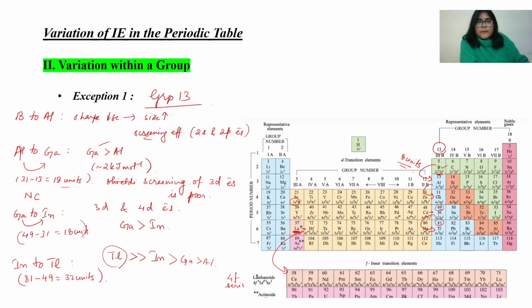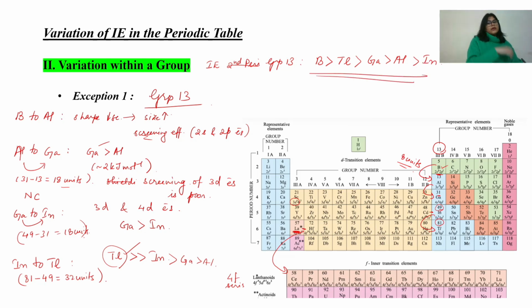So the ionization enthalpy trend for, I'm sorry, why did I write second period? Group 13 would be boron will have the highest, followed by thallium, then gallium, aluminium, and indium. Okay, so this is the first exception.